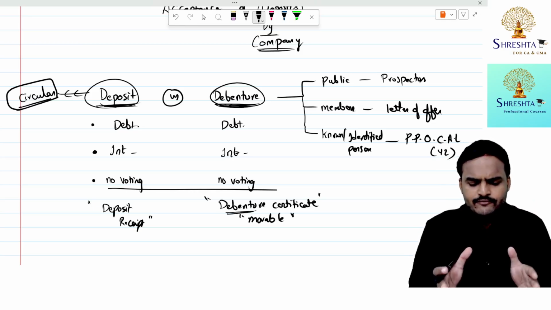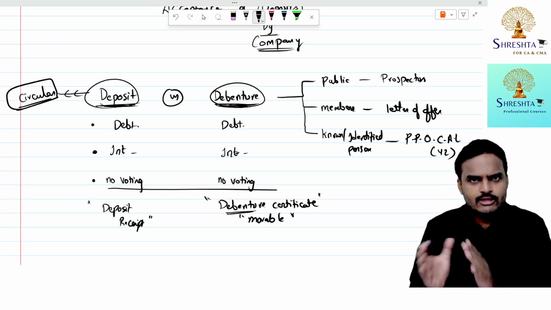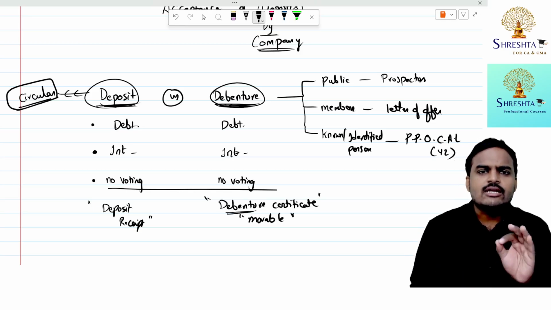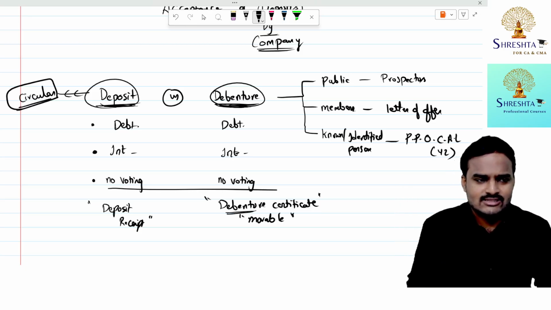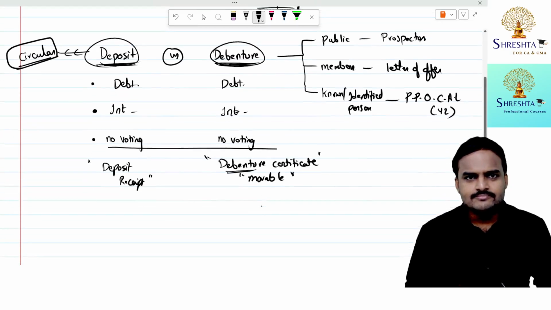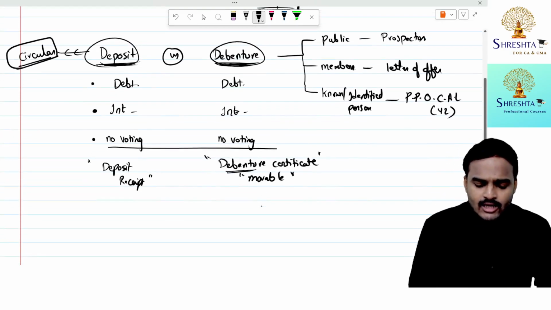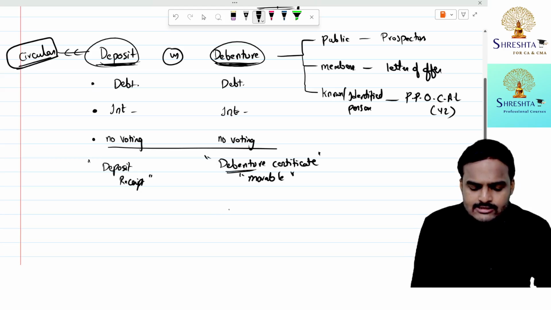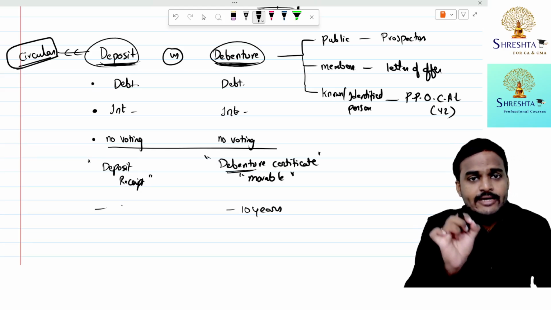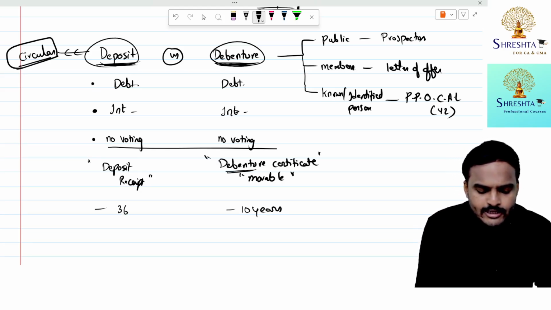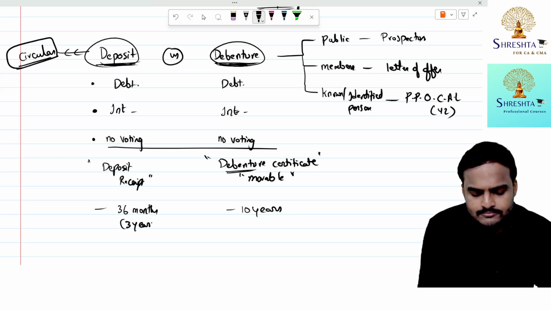Everyone, the major difference: one is a tradable security, the debenture certificate. The deposit receipt is generally non-tradable. You can list debentures in recognized stock exchanges, but you can't list deposit receipts. And another difference: debentures, a company can issue for a period of maximum 10 years. With respect to deposits, a company can accept deposits for a period of maximum 36 months. In terms of years, it is 3 years only.